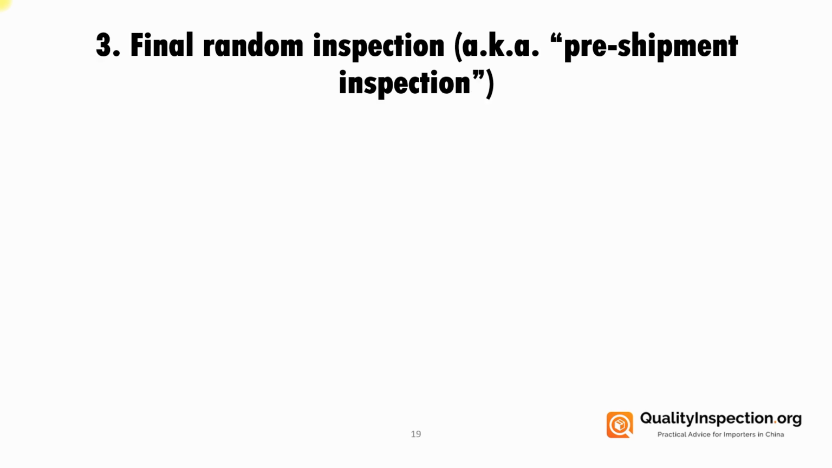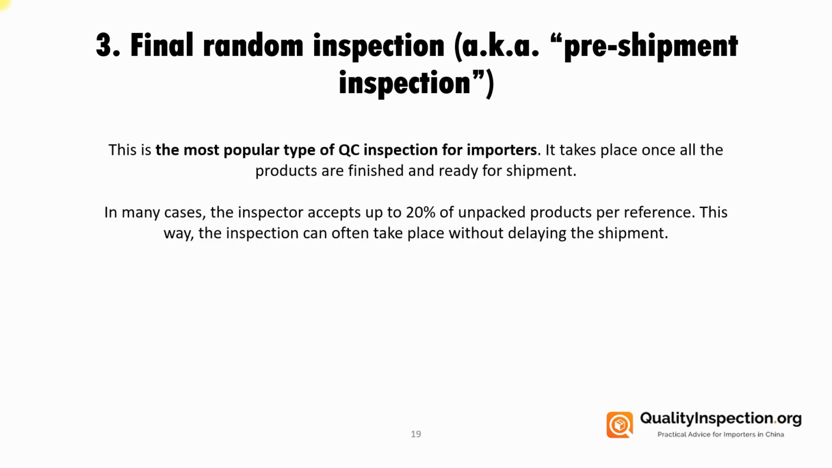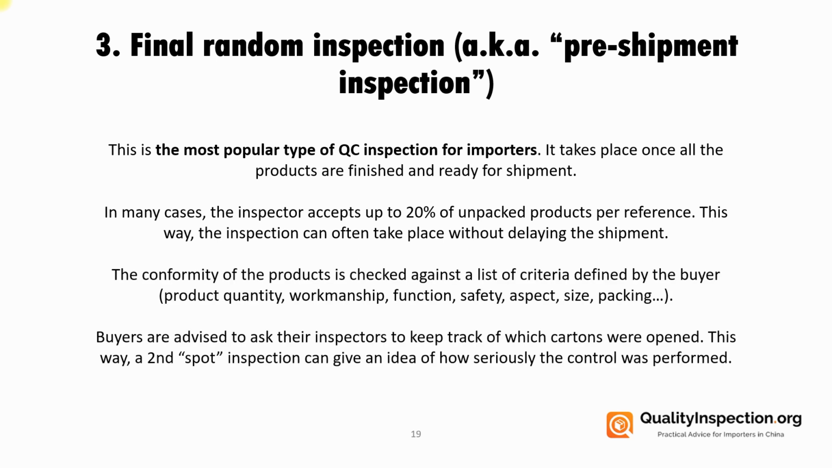And finally, the third most popular inspection is final random inspection, and this is in fact the top QC inspection for importers. It typically takes place once all the products are finished and are ready for shipment, but they haven't been shipped out yet. In many cases, the inspector accepts up to 20% of unpacked products per reference. This way, the inspection can take place without delaying the shipment.